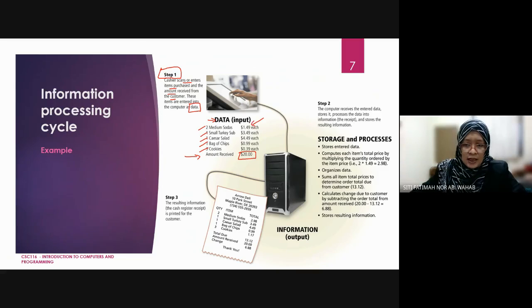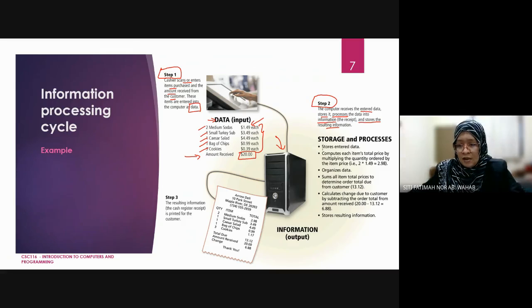Here, when the cashier scans the barcode of your product, the cashier can see the price for each of the items. So what happens? Step 2, the computer receives the entered data, it will store the data, and then it will process the data into information. Okay, then it will store the resulting information.